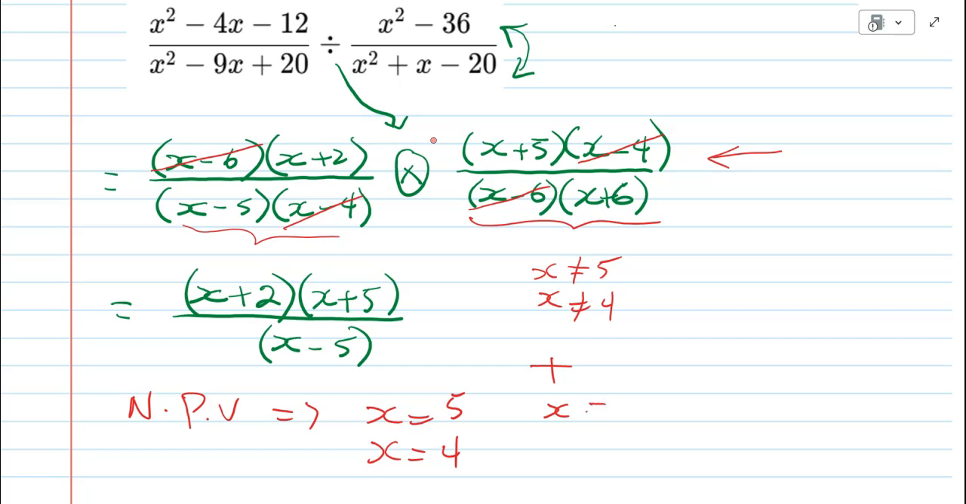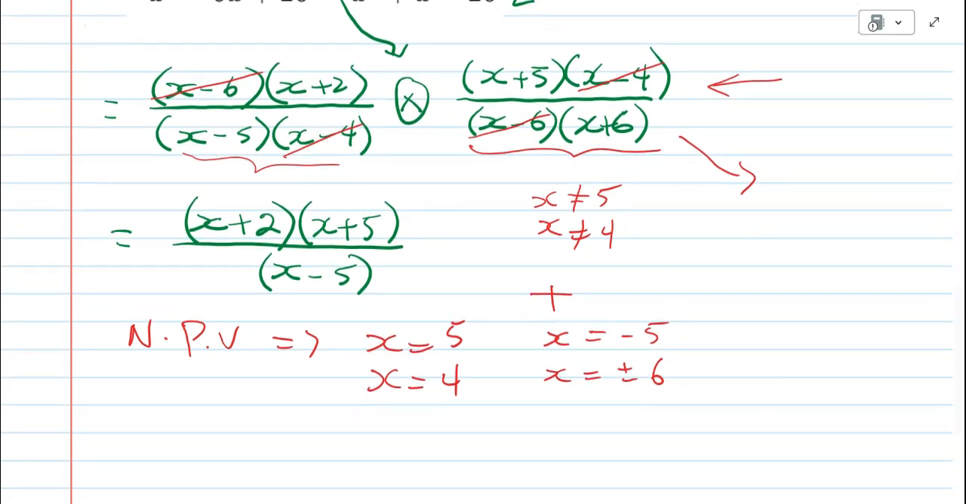So x equal to negative 5, and then x equal to 4, which is the same. We already calculated that. And then these: x cannot be equal to plus or minus 6. So now you got yourself 5 of them. 1, 2, 3, 4, 5 non-permissible values for that expression. Very good. Okay, let's look at another one.